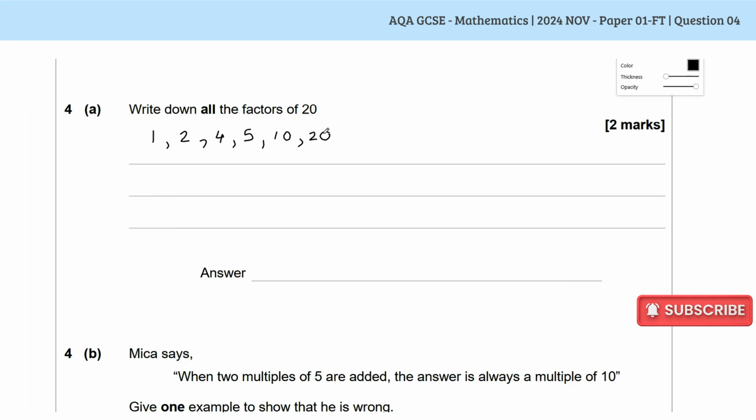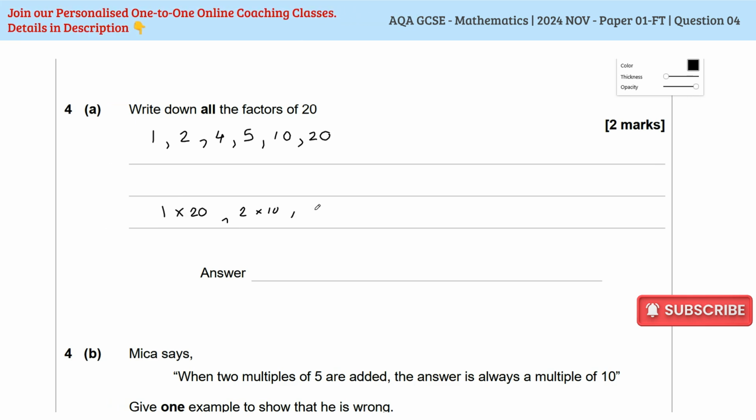Also, you can write these answers in pairs. You may write it as 1 times 20, 2 times 10, and 4 times 5. This would also give you 2 marks. However, make sure not to write repeated factors, such as you don't write 1, 2, 2, 5. So here we have repeated factors that would give you only 1 mark.